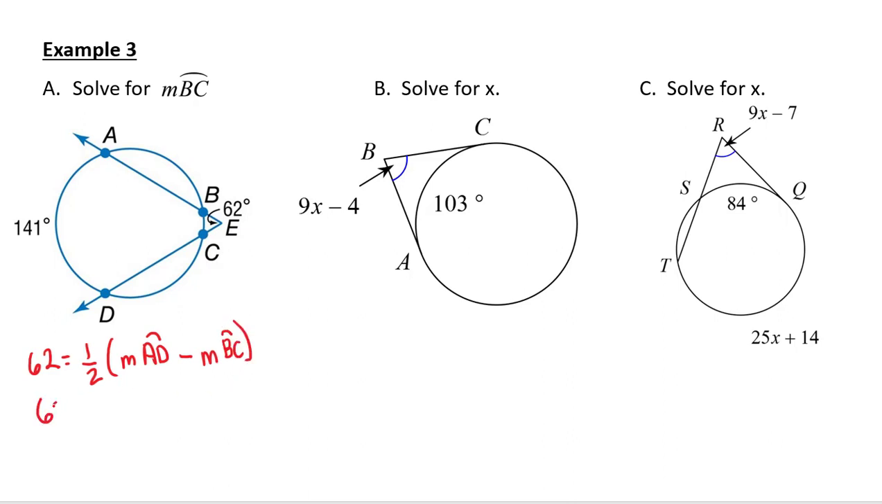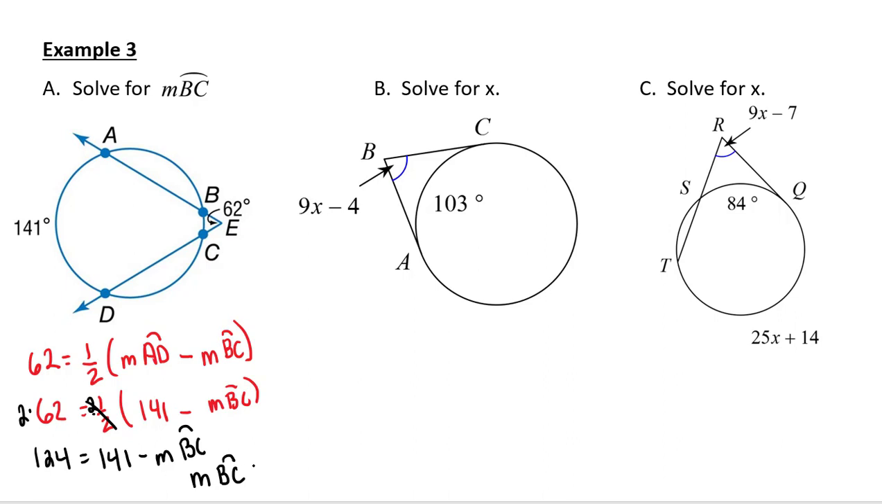Now plug in. I know what AD is, that's 141 minus the measure of BC. I now need to solve this equation. I feel like we did one like this before. Multiply by 2 to cancel out that fraction. And we get 124 is equal to 141 minus the measure of arc BC. Add the arc BC over, subtract the 141. We get the measure of arc BC to equal 17.